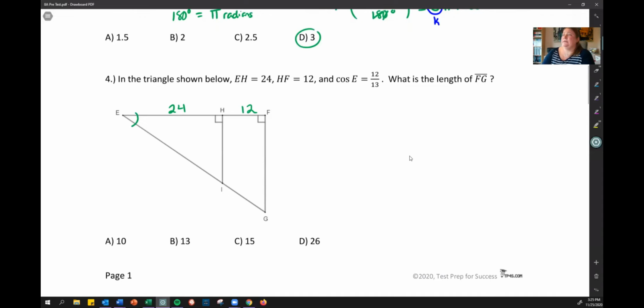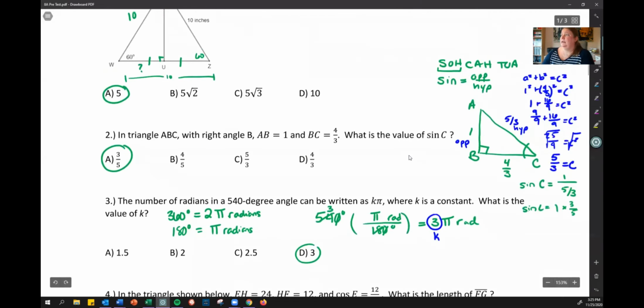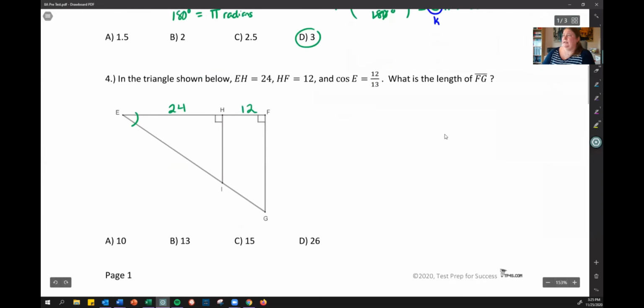So what I'm going to do is, first of all, remember that SOHCAHTOA again. CAH here reminds me that cosine equals adjacent over hypotenuse. So keeping that in mind, I'm going to use this information about cosine of E equals 12 over 13. Now, unfortunately, I know for E, the adjacent is right here, the 24. And the hypotenuse is here.